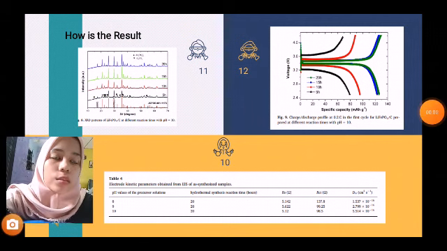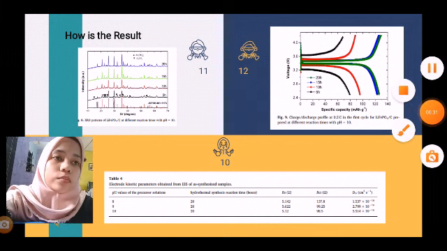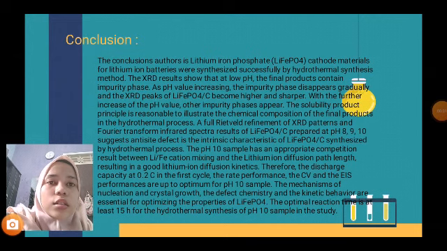Okay, next, picture number 12. In picture number 12, the optimum reaction time for preparation of lithium iron phosphate C in this study is at least 15 hours. When the reaction time is higher than 15 hours, the charge or discharge capacity shows little change, as shown in picture number 12. Next, the last is the conclusion.